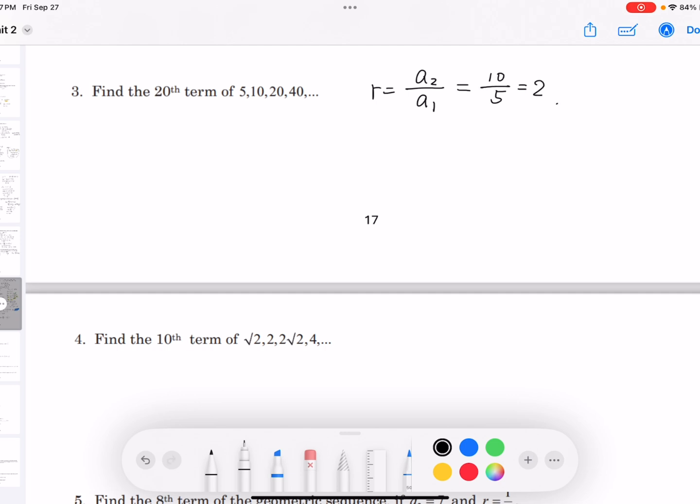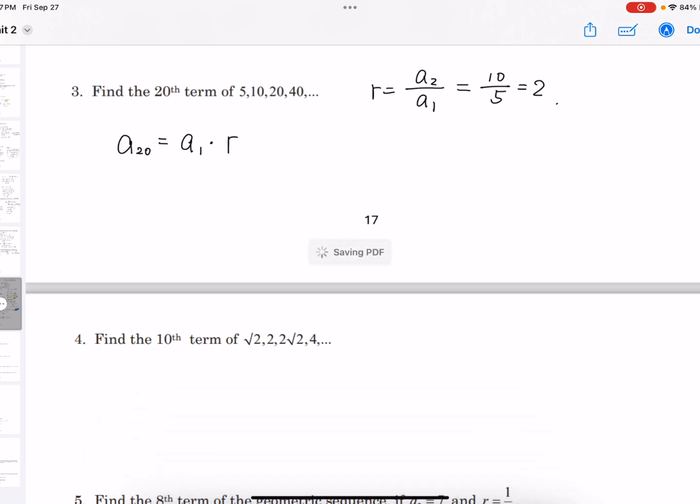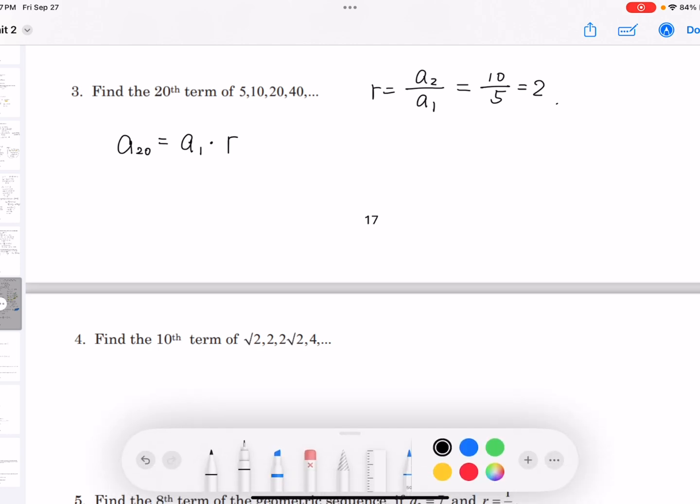So it is 10 over 5, 2. Okay, so the 20th term, a sub 20, is equal to a sub 1 times r to the 19th power. So let's put 19 here. It is 5 times 2 to the 19th power. We should use our calculator to find what 2 to the 19th is. Solution is 2,621,440.